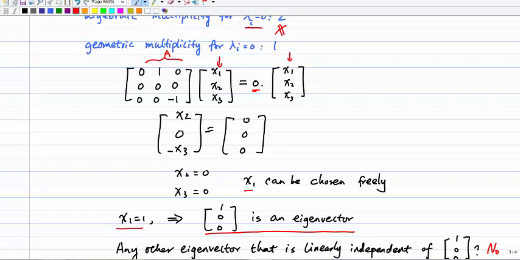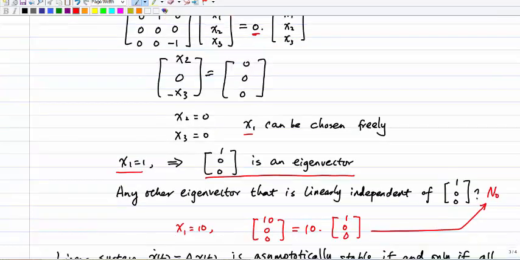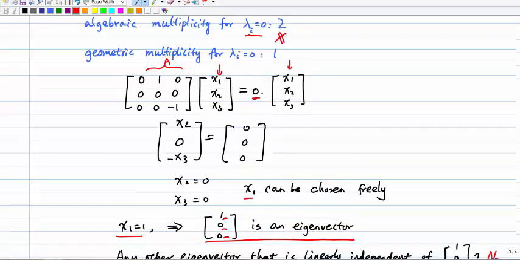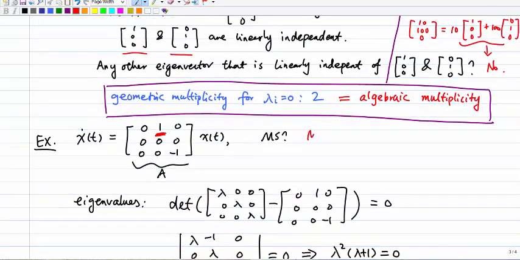So, but I cannot find any other vector that's linearly independent of this one to be an eigenvector of that matrix, because for any other eigenvector, I can only make the first entry non-zero, but the other one must be equal to 0. So the geometric multiplicity here is just equal to 1, which is different from the algebraic multiplicity. In other words, they are different. So we can see here that the system is not marginally stable.